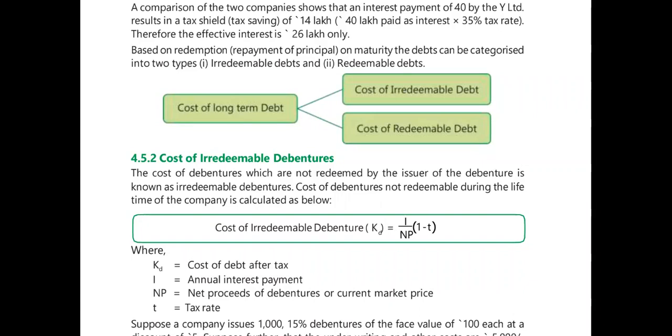The formula is KD equal to I divided by NP into bracket 1 minus T, where KD stands for cost of debt, I stands for annual interest payment, 1 is constant, NP stands for net proceeds of debenture or current market price, and T stands for tax rate.